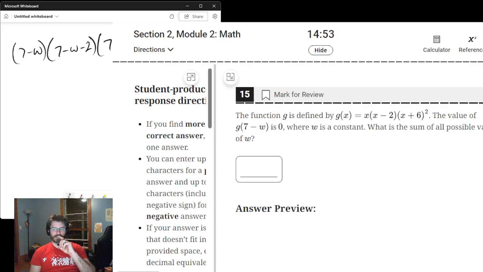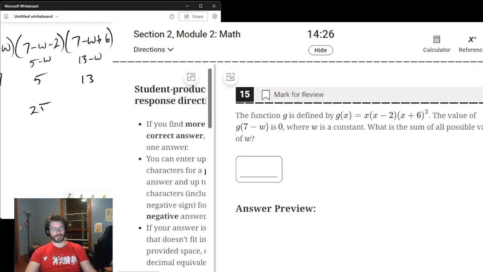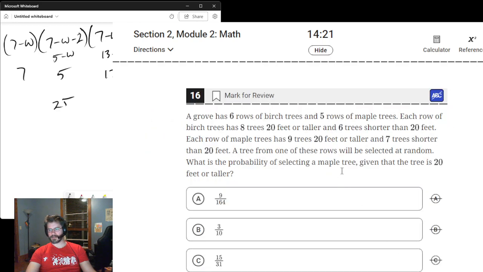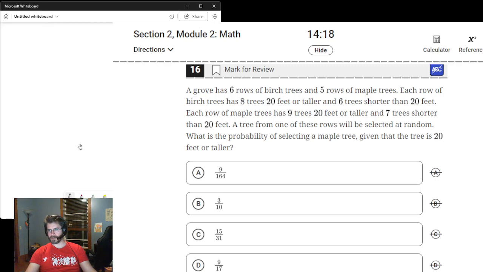And remember, we're looking for solutions. All possible values of w, that means we're looking for solutions. So the solution there is 7. This ends up being 7 minus 2 is 5, 5 minus w. So the solution there is 5. 7 plus 6 is 13 minus w. So the solution there is 13. We don't care that it's squared. So the sum of these solutions is 7 plus 13 is 20, plus 5 is 25. So 25 will be our answer. It's a bit of a weird one. Not too bad if you know what you're doing.